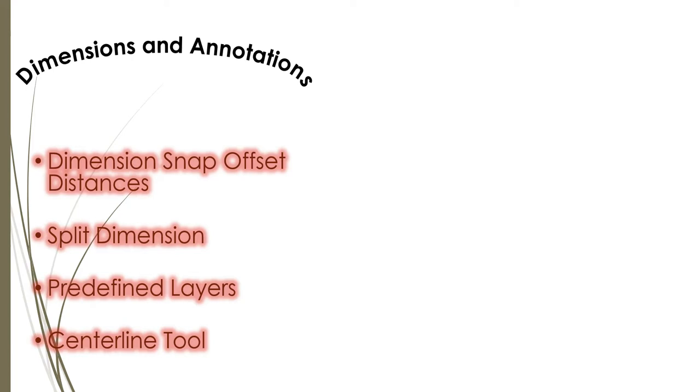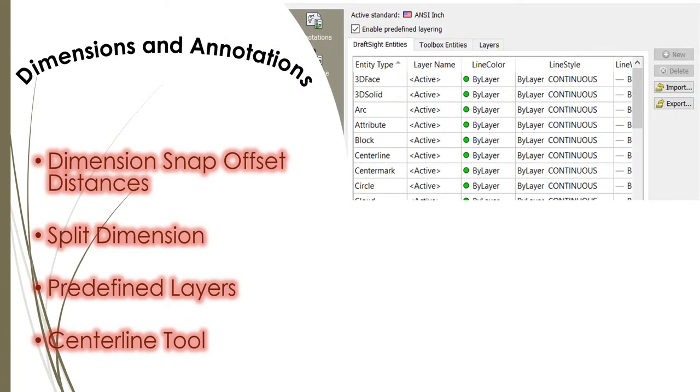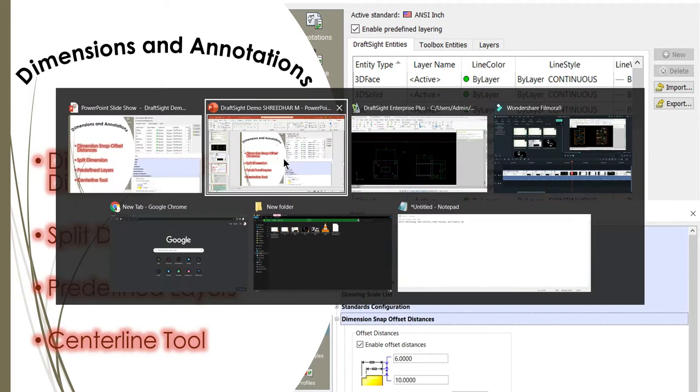Welcome back everyone. Here I'll go with the draft set annotations and dimensions. Dimension snap opposite distances, split dimensions, predefined layers and center line. So first let me directly deal with dimensions.